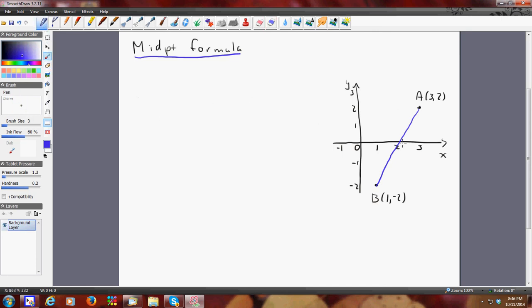I want to find the new coordinate of the midpoint of A, B. So A is 3, 2. B is 1, negative 2. These are my x values, and these are my y values. So the midpoint of AB is equal to the average of the x values and the average of the y values.